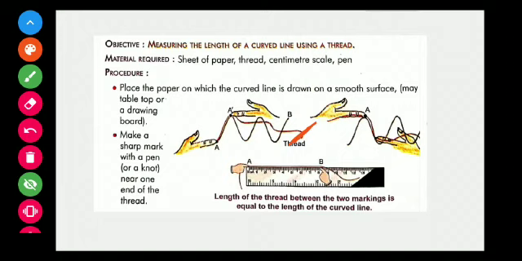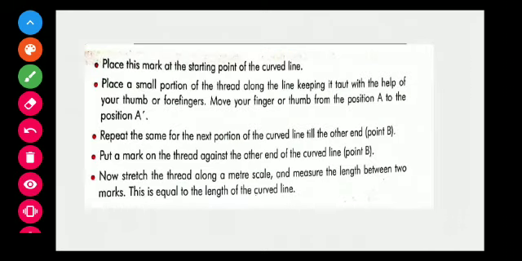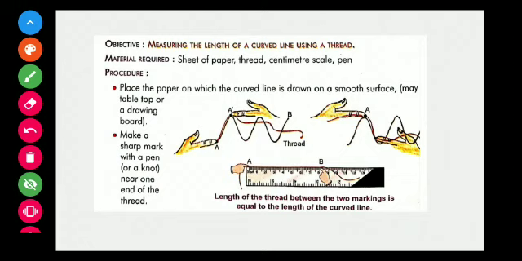Measure the length of the thread from mark A to mark B along the meter scale. Along the meter scale, we stretch the thread from mark A to mark B and measure the length of the curved line. This measurement from A to B is the length of the curved line. Therefore, with the help of thread, we measure the length of a curved line. And this is the procedure for measuring the length of a curved line with the help of thread.